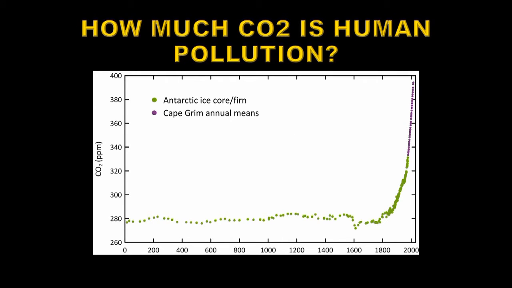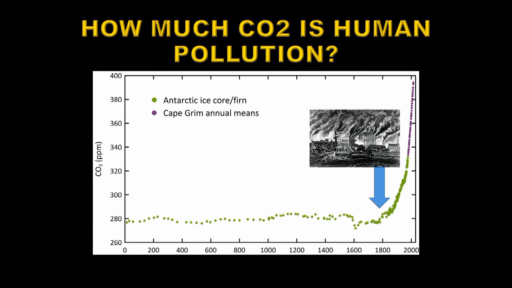If you look back over the last 2,000 years, for most of that time, the carbon dioxide level in the atmosphere was about 280 parts per million. But around about 1800, that started to rise. So what happened in 1800 to cause that? Well, we started the Industrial Revolution, and we started burning an awful lot of coal. In about 1900 we started burning oil, and now we're also burning natural gas.